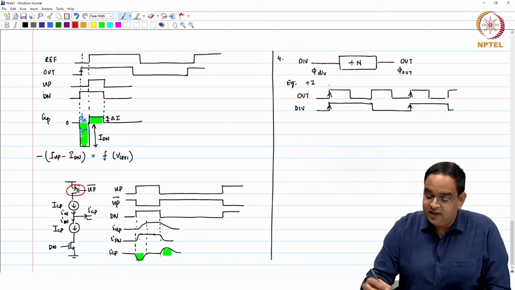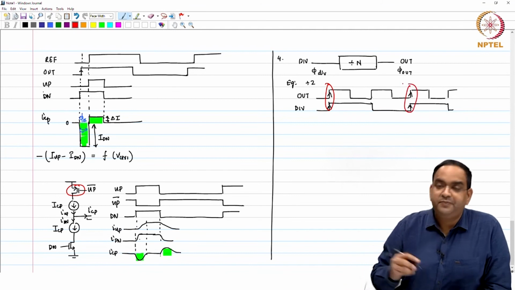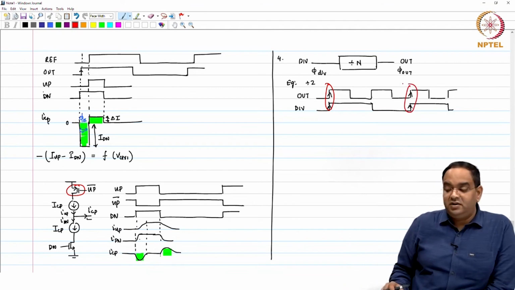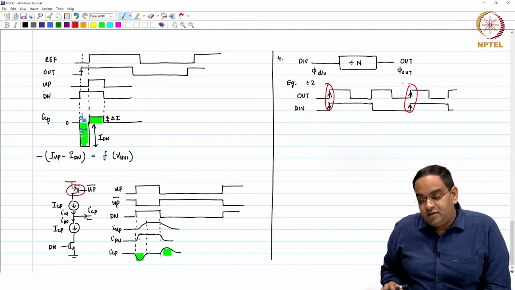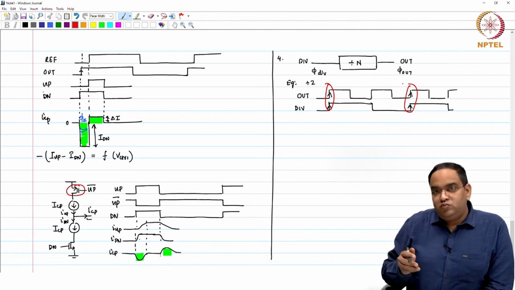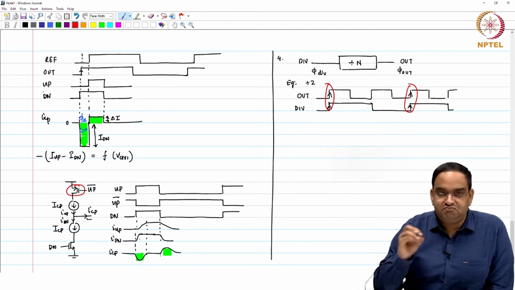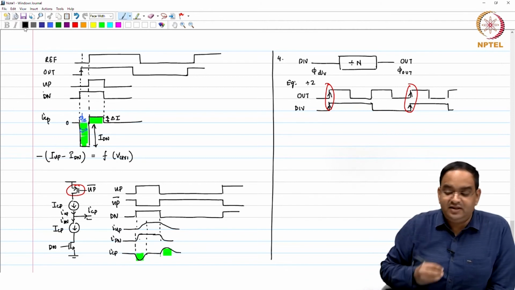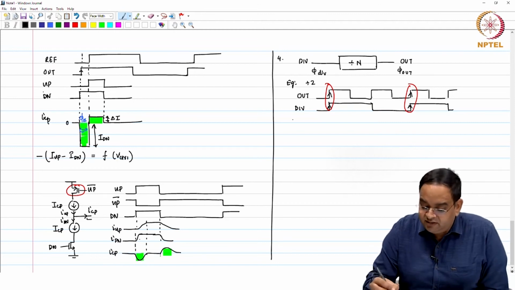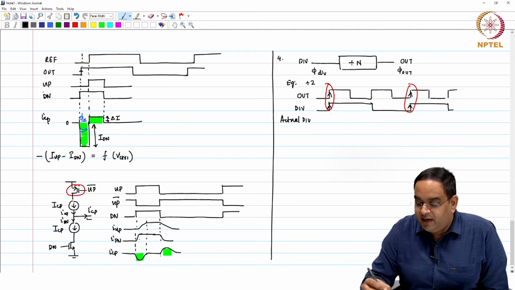These edges are aligned, right. If these edges are aligned, you do not get the divided clock delayed at all. You get the divided clock exactly at the same, the rising edge is aligned. But in practice, what happens to the divided clock is that the divided clock is slightly delayed.